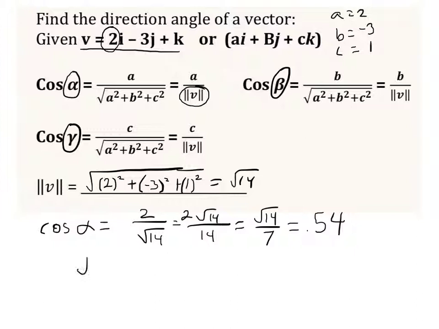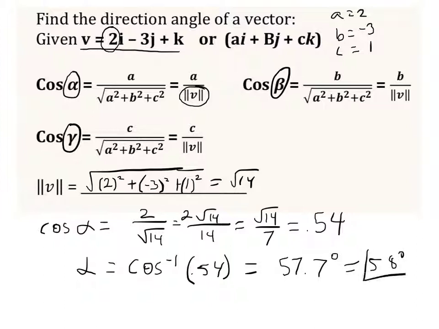So that means that alpha then is the inverse cosine of 0.54. Although when I plug it into my calculator, I usually hit second cosine, second answer, so that I get the most accurate response. So when I do that, second cosine, second answer, and I hit enter, I get 57.7 degrees, or 58 degrees. Okay? So that's alpha. We would need to do the exact same thing for beta and gamma.